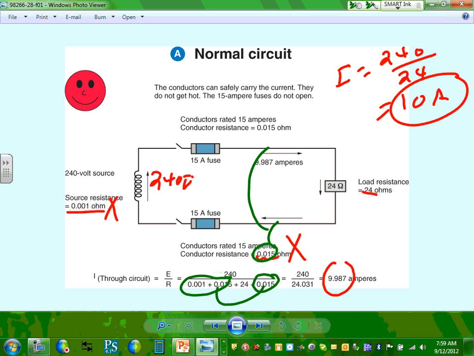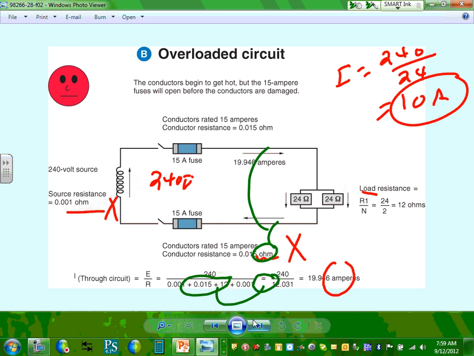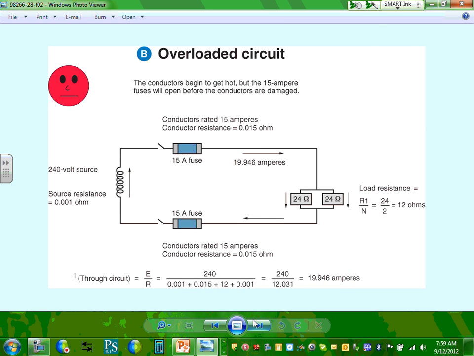Okay, that's exactly what you guys want your circuit to do. Okay, let's go to the next condition. The next condition, what they call, is overload. Now, my friend, who's my friend this time? My friend Jamie, his wife said, well, we want another heater in the basement. A 24 ohm load is a heater. So in the basement, Jamie's wife wants another heater, another corner in the basement. So he went and added another heater.